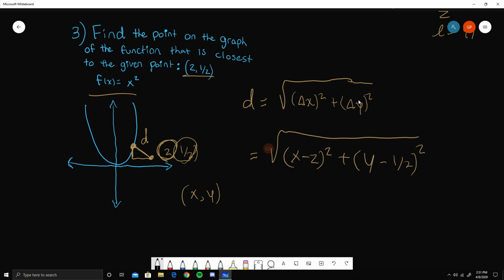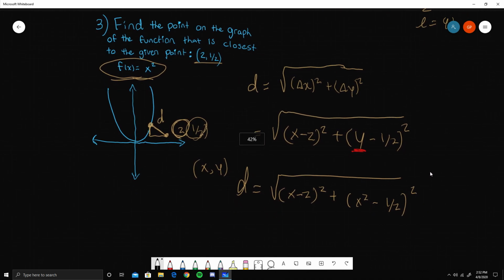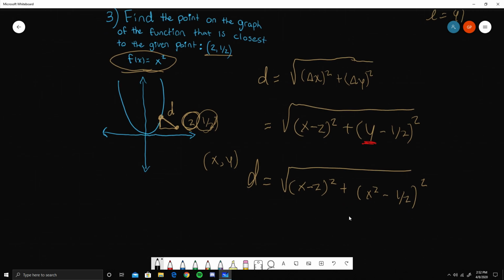Now, as we've done before, we need to solve for one of the variables, because we can't solve for something that has two variables in the equation. So I know from this part right here that y is equal to x squared. So I'm going to change this y over here to x squared, and I'm going to rewrite everything. So we have the square root of x minus 2 squared plus x squared minus 1/2 squared is equal to the distance. Now I'm going to FOIL this out so that it makes it easier to apply the derivative when finding our critical values.